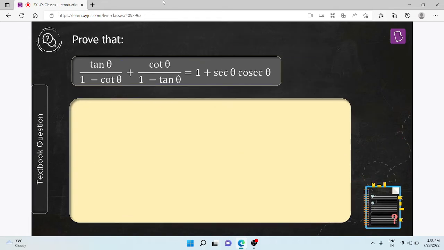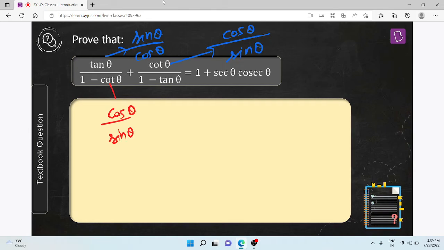Okay. So students, the next question is a textbook question. Tan theta by 1 minus cot theta plus cot theta by 1 minus tan theta is equal to 1 plus sec theta into cosec theta. Students, to solve this question, we will convert both tan and cot into sin and cos. We can write tan theta as sin theta by cos theta. We can write cot theta as cos theta by sin theta. In the same way, this cot is also cos by sin, and this tan is also sin theta by cos theta. Now, we have to take LCM and solve it out.